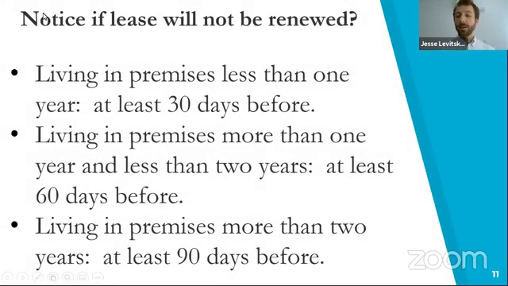Now, how much time do you get when the landlord sends you one of these? If you've been living in the apartment for less than 1 year, so between 30 days and 1 year, the landlord has to serve you with the termination notice at least 30 days before they serve you with the housing court petition. If you've been living there for between 1 and 2 years, then you get 2 months or 60 days before they can serve you with the housing court petition. And if you've been living there for more than 2 years, then they have to give you at least 90 days notice before serving you with the housing court petition.